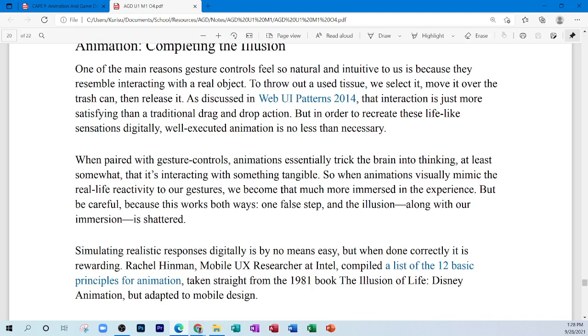Rachel Hinman, mobile UX researcher at Intel, compiled a list of the 12 basic principles for animation, taken straight from the 1981 book, The Illusion of Life Disney Animation, but adapted to mobile design. But so, what is the key factor for gestures that makes it so intuitive, that makes it so interesting? What is the key factor behind it?